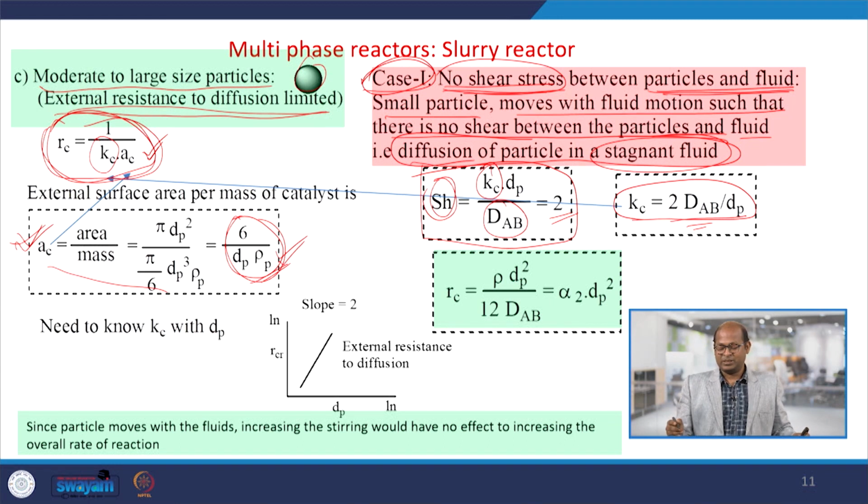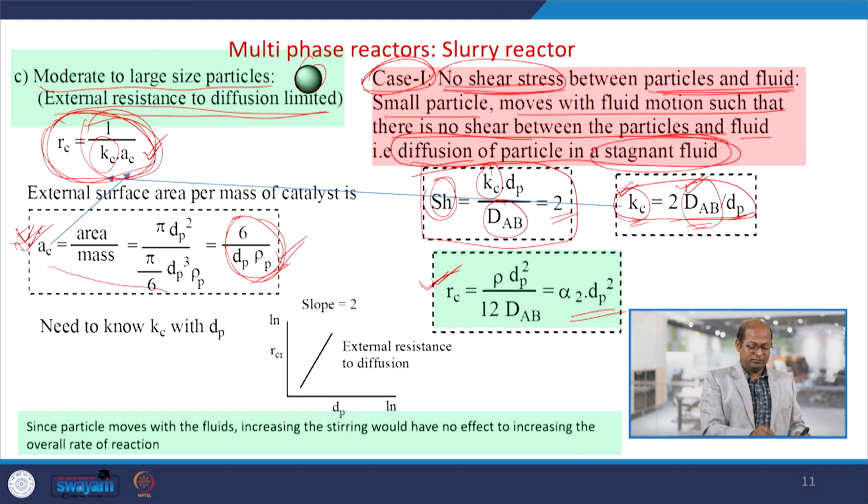A binary mixture is there, so the diffusivity dAB, let us say if we consider hydrogen and some unsaturated liquid, we should know the diffusivity, which we can put here. Then the Kc value we can find out if we know dP. So now this Kc and AC we are substituting in this equation.